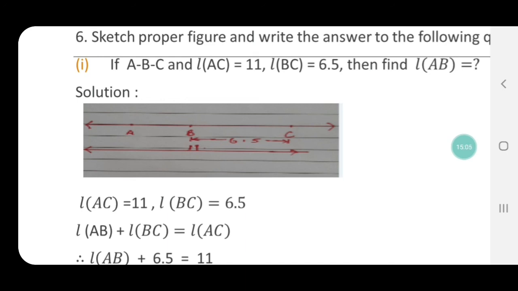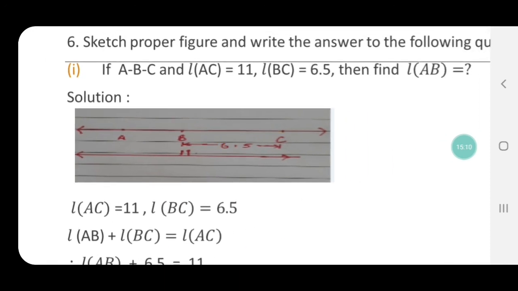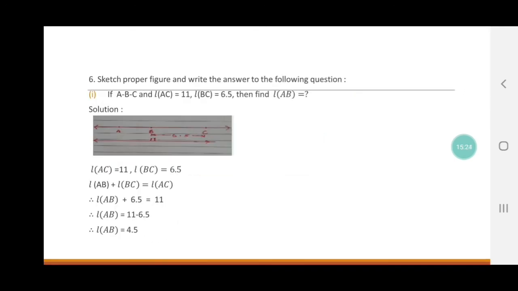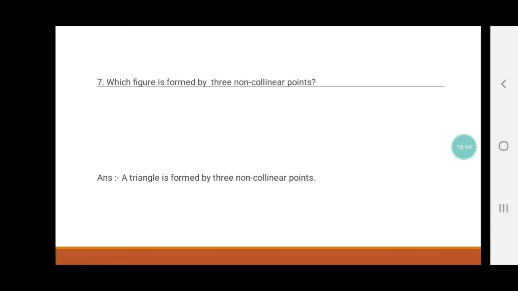Okay. So the sum of these two will give me the distance between AC. So length of AB plus length of BC is equal to length of AC. So length of AB plus 6.5 is equal to 11. So length of AB is equal to 11 minus 6.5. When I subtract it, I get length of AB as equal to 4.5. So there are two more problems based on it. Please complete it. Then question number 7, last problem.